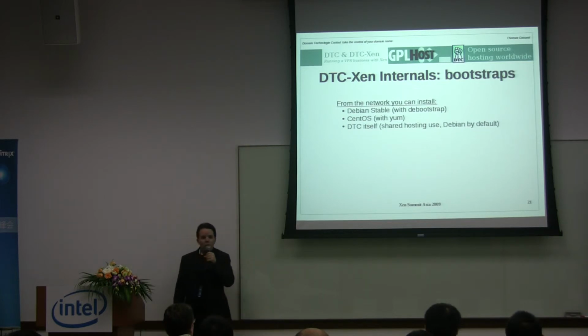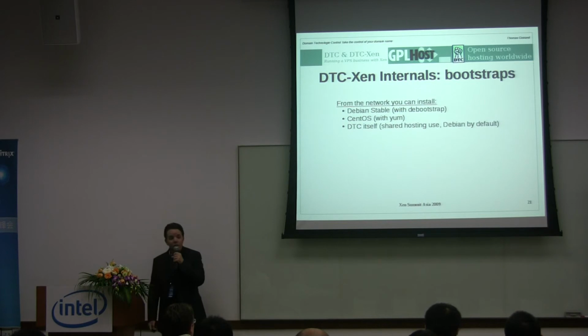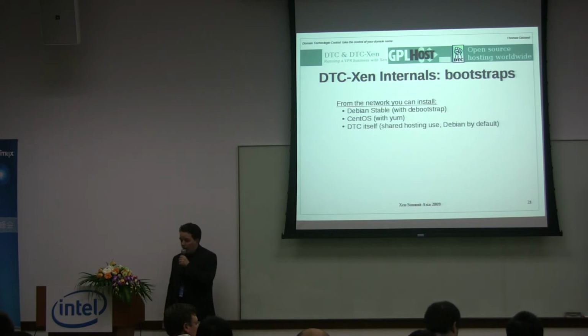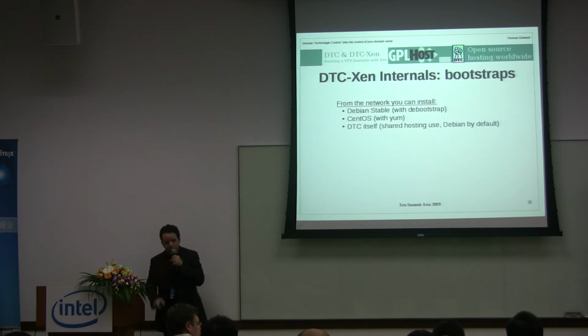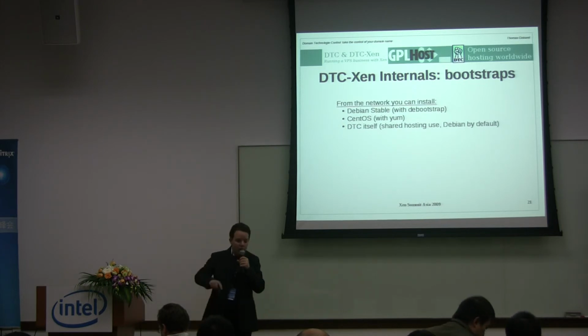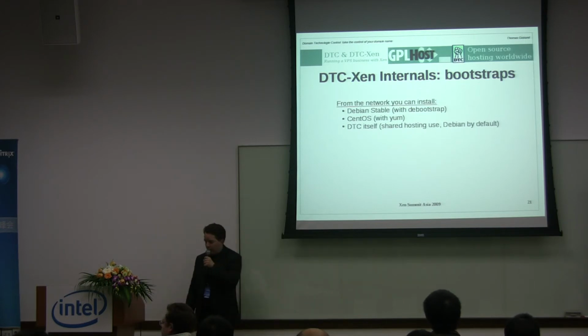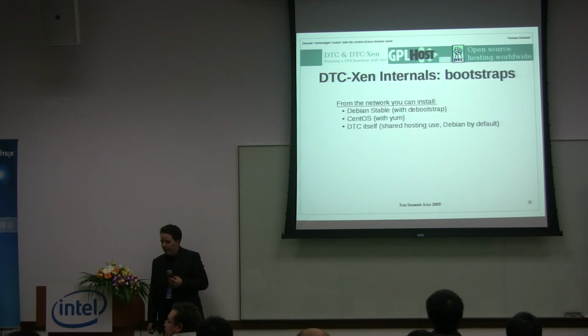About bootstrapping, what I call bootstrapping here is not just putting an OS, it's installing the VPS, just like you would do on a chroot. There's two ways to do it, either from the network or out of an image. From the network, we use debootstrap, which is the tool from Debian. When you install a Debian from a CD-ROM, in fact, inside it's using debootstrap.